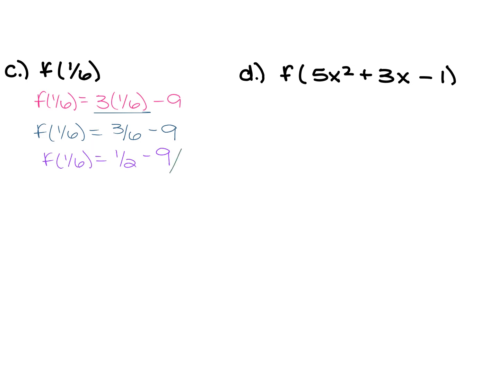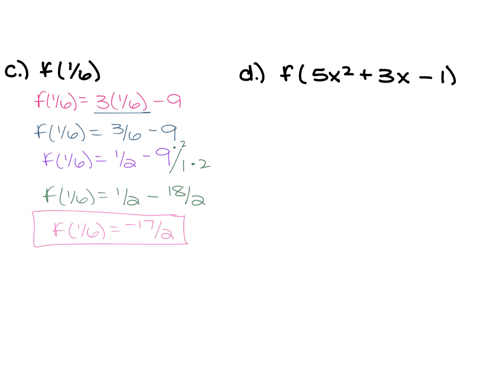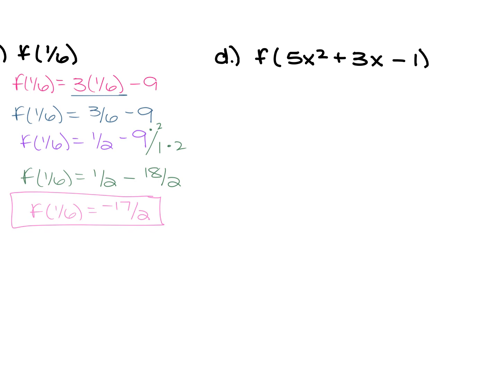That 9 is the same thing as 9 over 1. In order for you to add or subtract fractions, you need like denominators. So your first fraction has a denominator of 2. That 9 over 1 has to become something over 2. So we'll multiply top and bottom of that fraction by 2 to give us f of 1/6 is equal to 1/2 minus 18 over 2. The 1 minus 18 is negative 17. So that means that f of 1/6 is equal to negative 17 over 2. And then you can leave it as an improper fraction like this.